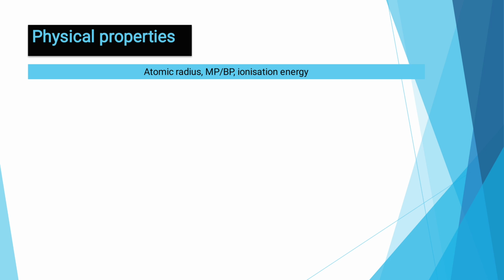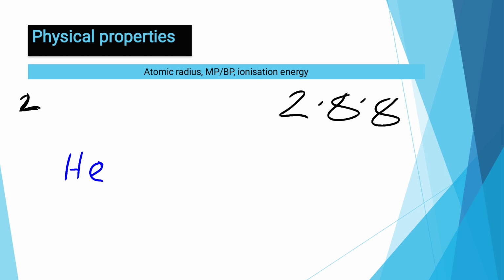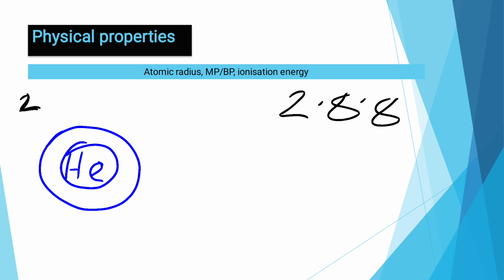Helium has an electron configuration of 2. This is helium, while argon has an electron configuration of 2, 8, 8. So if we were to draw the atomic structure of helium, it would look like this. We would have helium, then the first energy level being occupied by only 2 electrons and it's full.